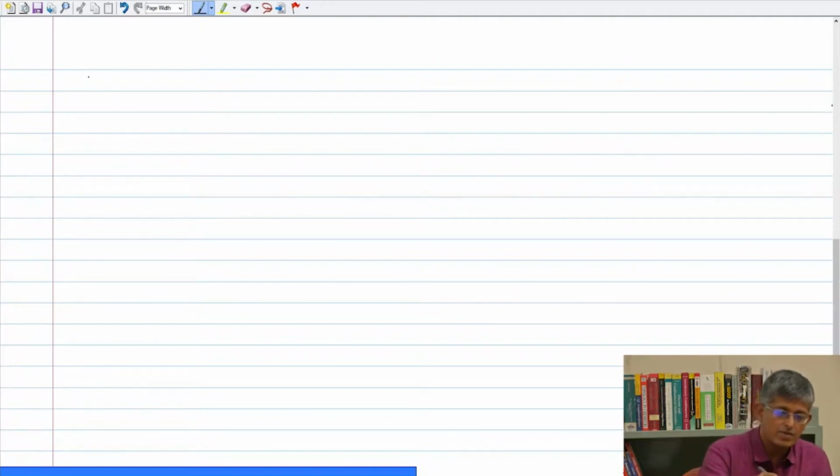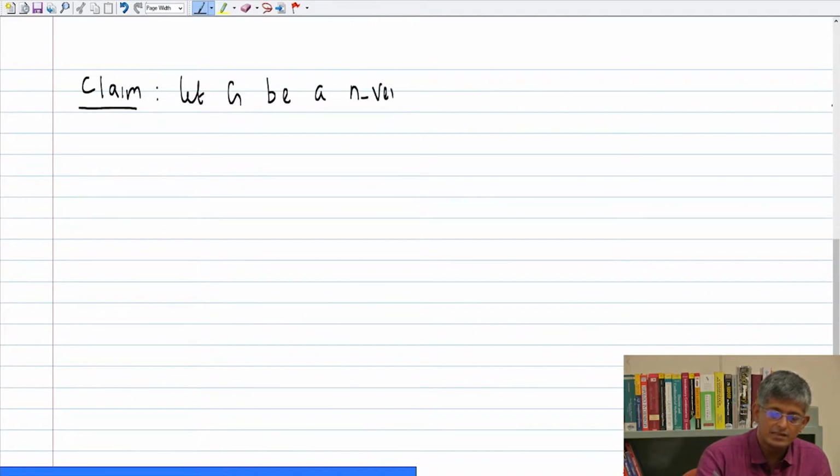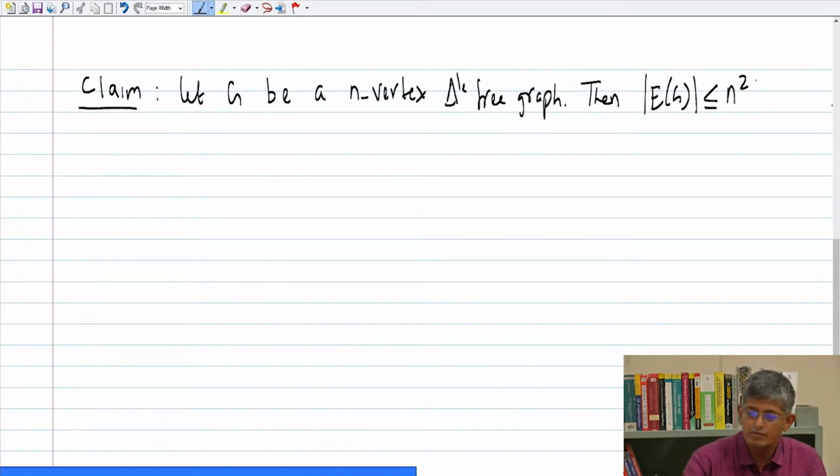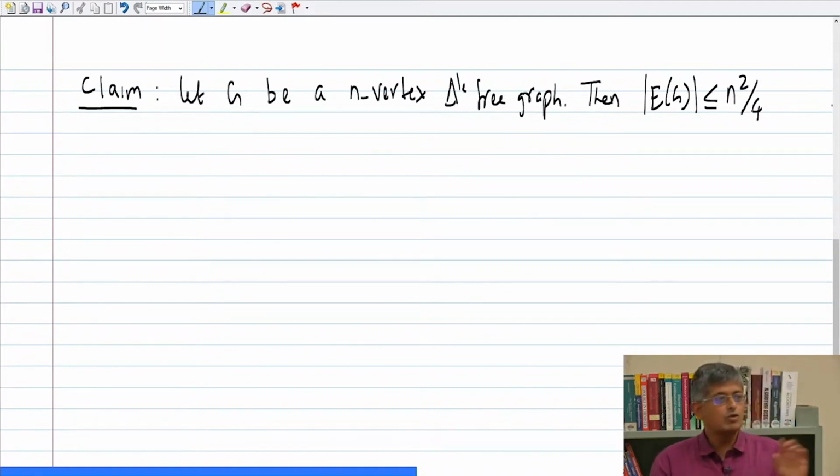Okay, so let me try to erase this first. Okay. So claim: let G be an n vertex triangle free graph. Then the number of edges in G is less than or equal to n square by 4. This means that you can't do better than that particular graph, right? That graph seems to be the graph that achieves the optimum.